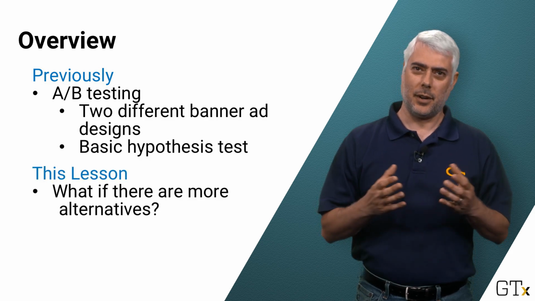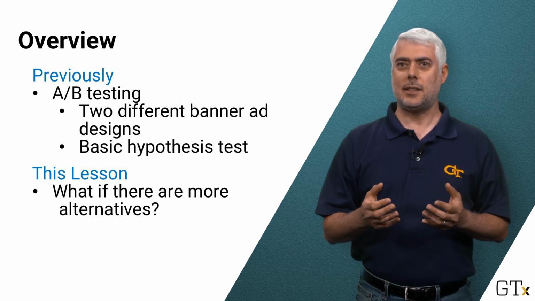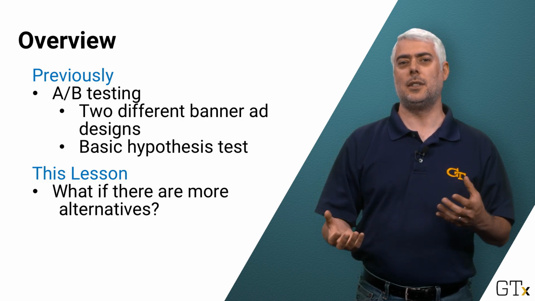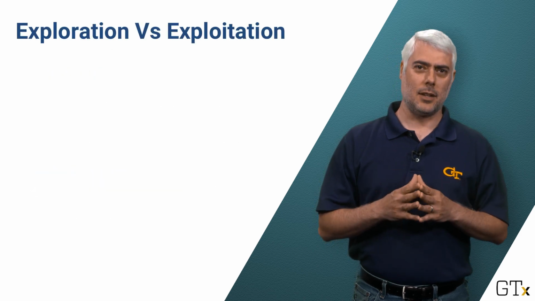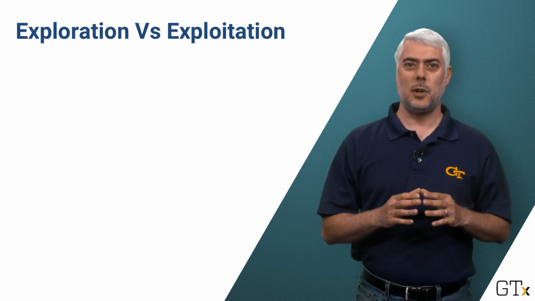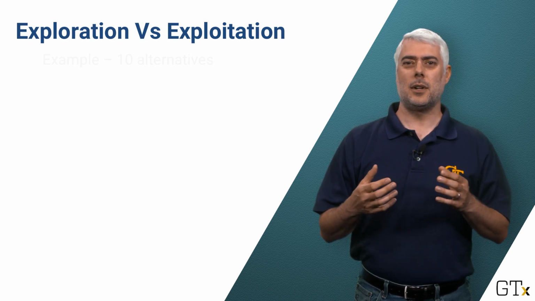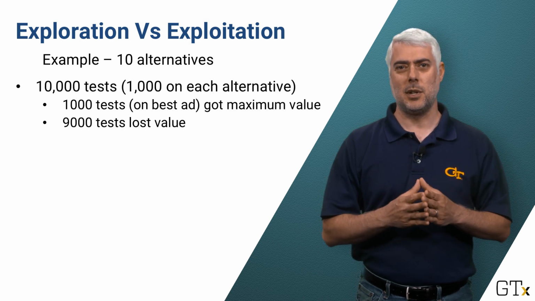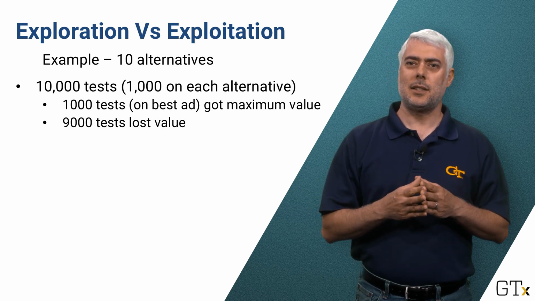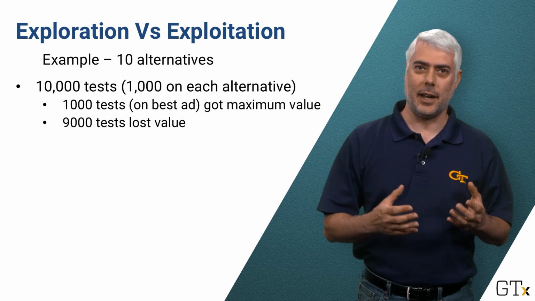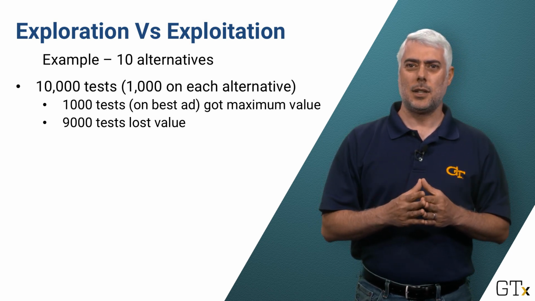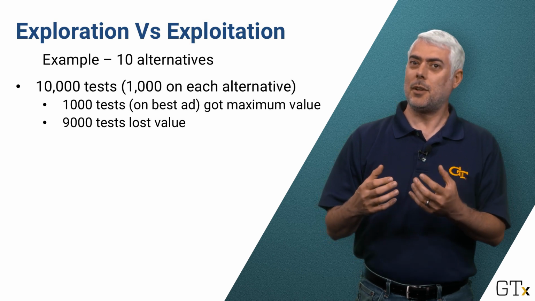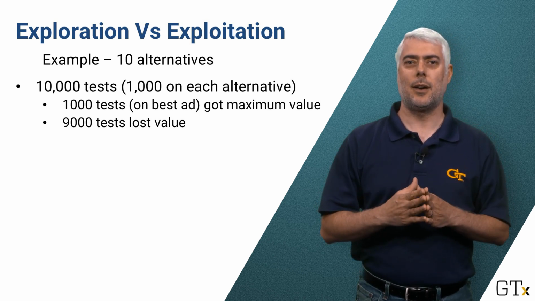But what if we have more alternatives? One approach is to just test each one of them, for example 1,000 times each, and then run a statistical test to compare the results. But there's another issue to consider. Each time we do one of the tests, we might be losing value. Let's say there were 10 different alternatives, and we tested each one 1,000 times, and number 1 turned out to be the best. So the 1,000 times we tested alternative number 1, we were showing the best ad. But the other 9,000 times, we were showing an ad that wasn't the best, so we probably lost value. Had we shown them number 1, we would have gotten more people clicking on our ad.